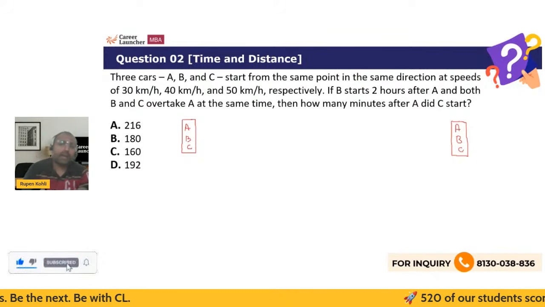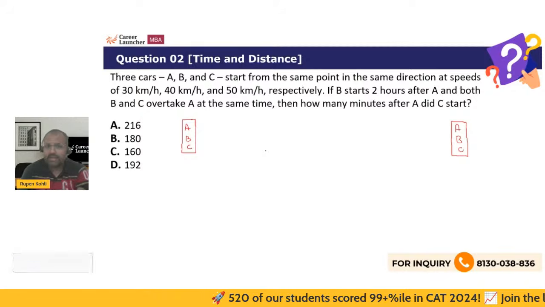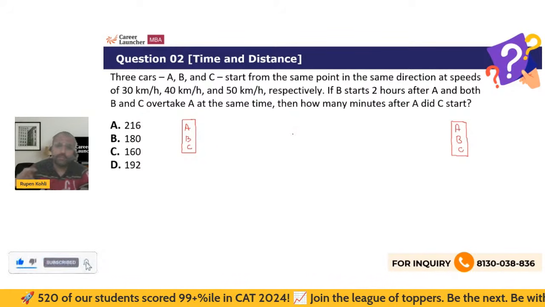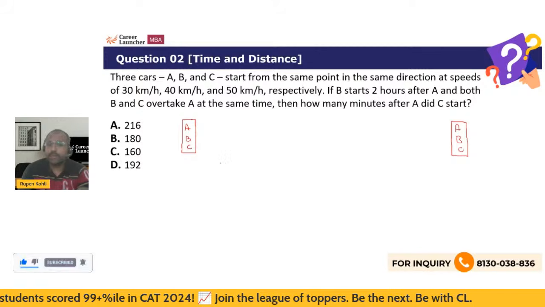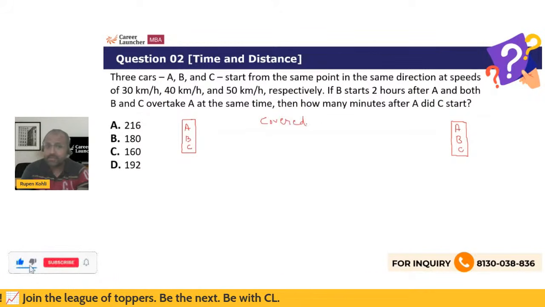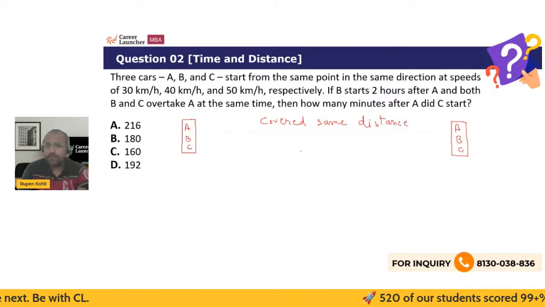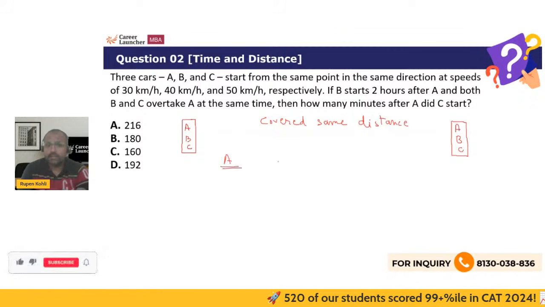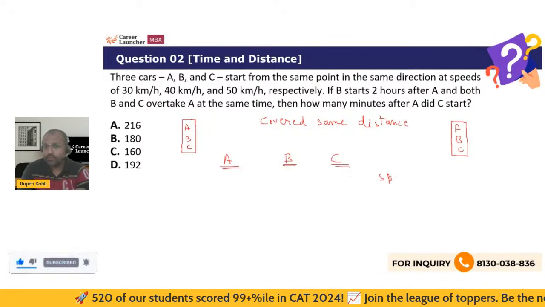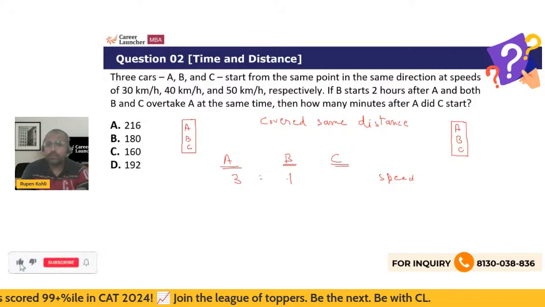So effectively, they have all covered the same distance, right? So I can use the distance is constant concept. I can use the concept that when distance is fixed, speed and time vary inversely. All of them have covered the same distance, if you understand this. So this question can be done very beautifully like this: their speeds and times are going to be in inverse proportion. So we know their speeds are respectively 30, 40, 50. So I'll just write the ratio 3 is to 4 is to 5.